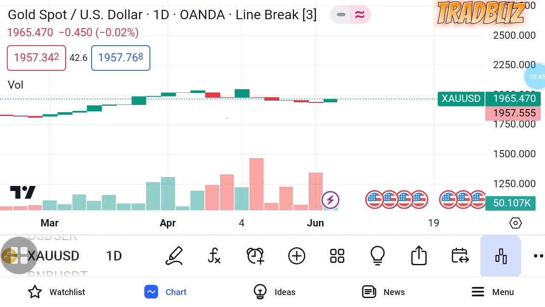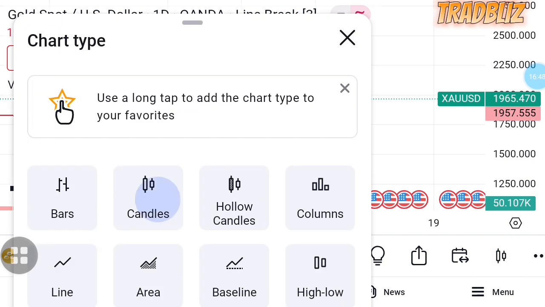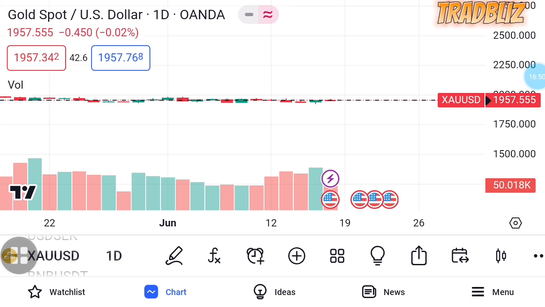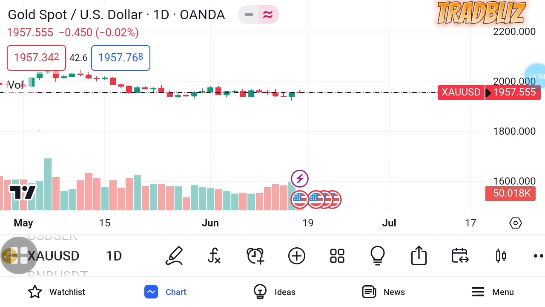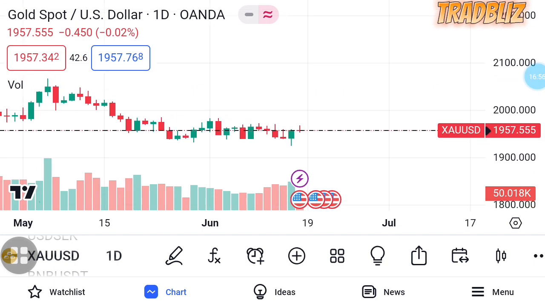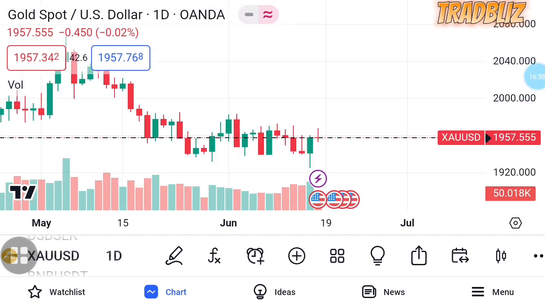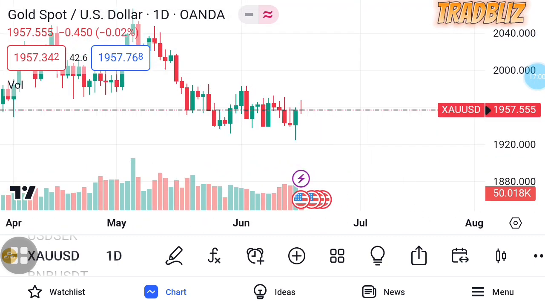Okay, going back, let me go back to the original one, candles. So this is that for that. Done for today's class, or probably not done for today's class. So that's that for that.